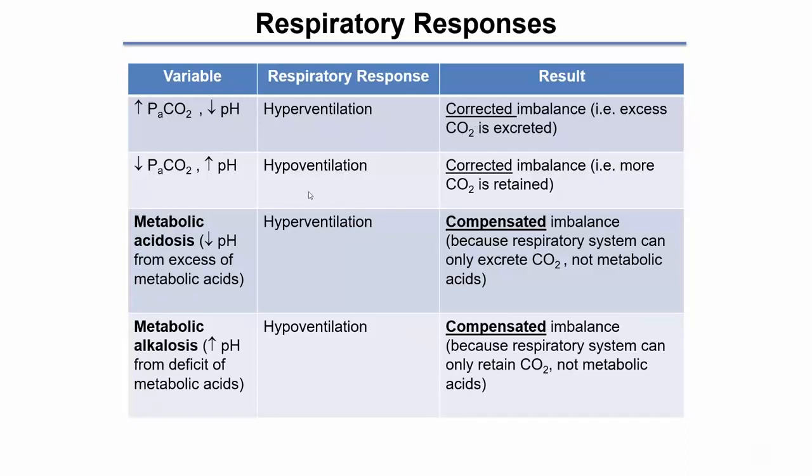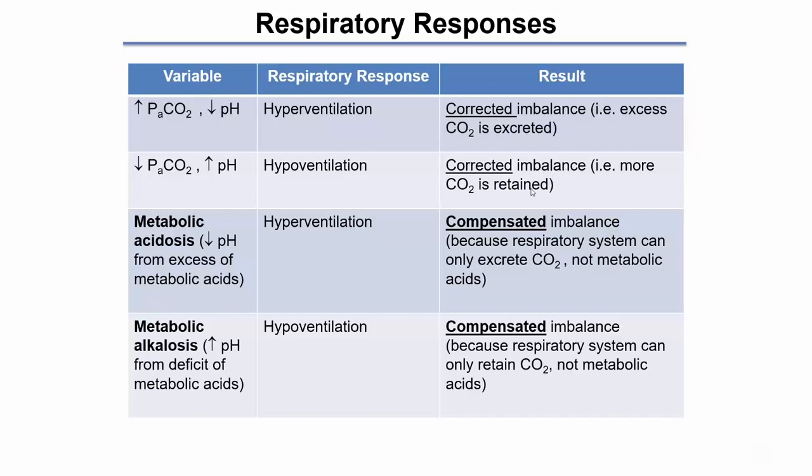Similarly, if for whatever reason our CO2 levels drop below normal, we have less acid. CO2 is an acid, remember, we have less of this acid than normal. Well, pH is going to start increasing. So what do we need to do? Well, we need to retain more CO2. So we do that by hypoventilation. And thus we've corrected the imbalance.